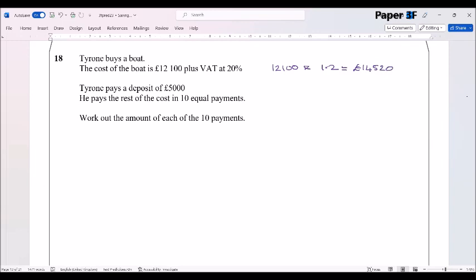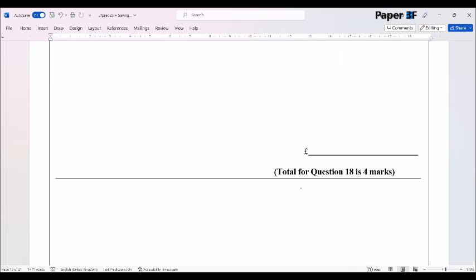Tyrone pays a deposit of £5,000. So we can work out how much he's got left to pay. So 14,520 minus 5,000 equals 9,520. He pays it in 10 equal payments. So 9,520 divided by 10 is equal to 952. So answer, £952. Nice and simple there. So £952 is the cost of each of his 10 payments.